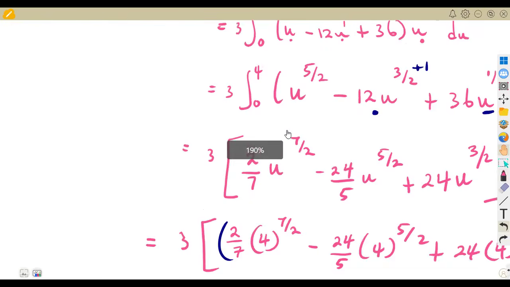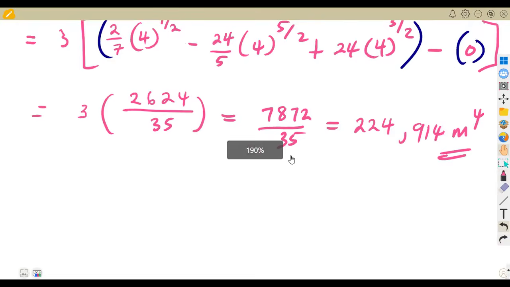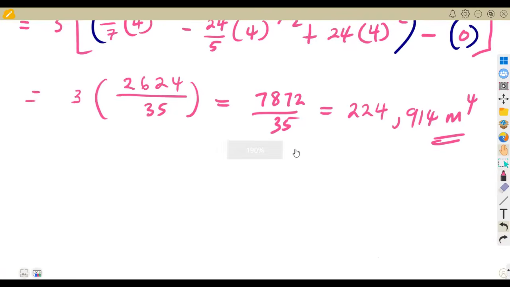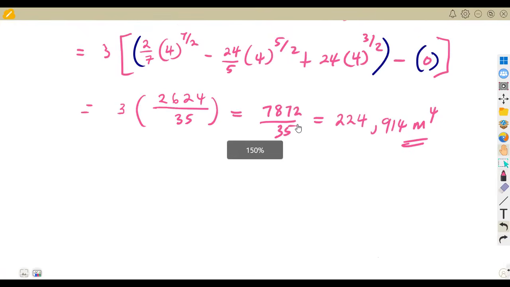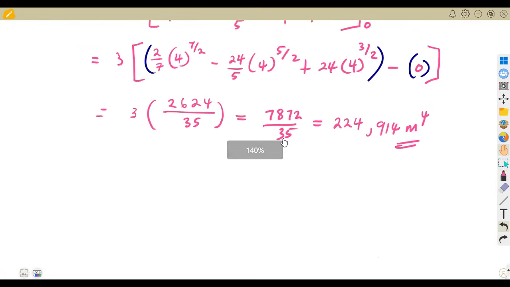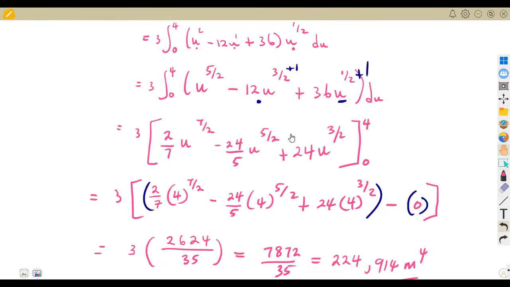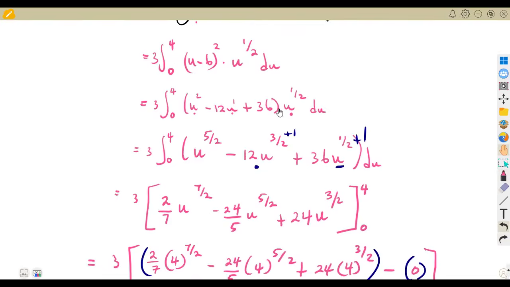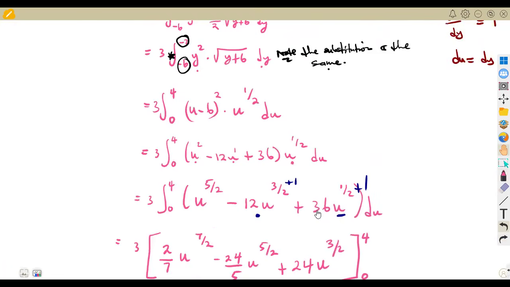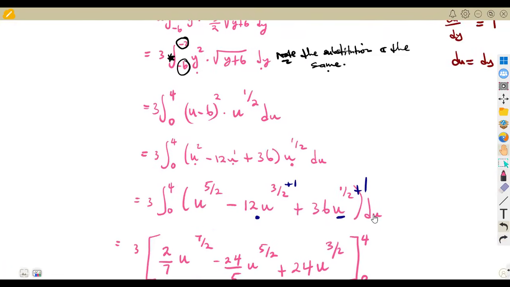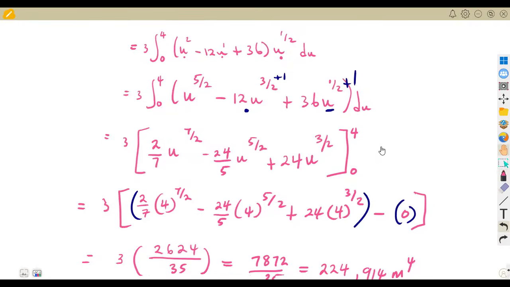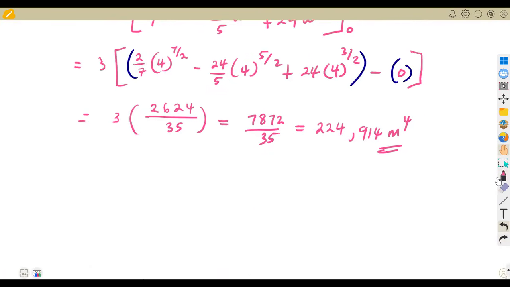Okay, guys, this is a lot. Let me just reduce. Yeah, I think you can properly see this. This was our second area moment, this one. So just take a closer look at your stages and make sure that you understand every stage. I hope it's clear, guys. Now let's find our final answer.